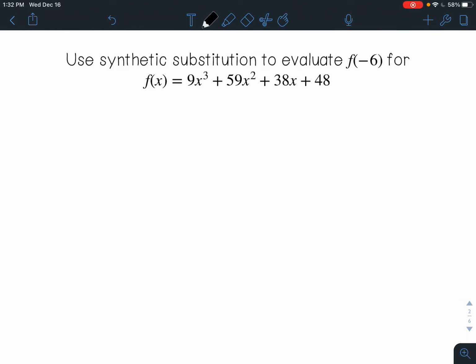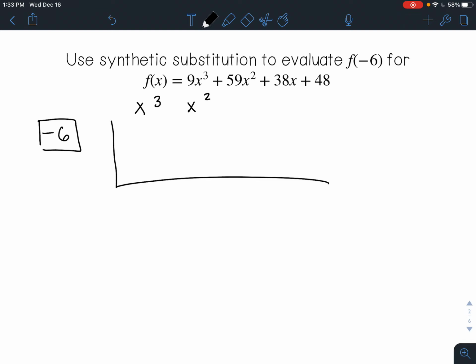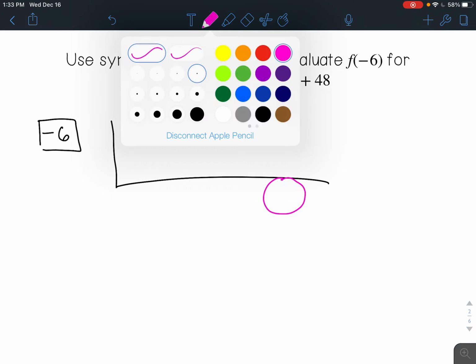Today we're going to explore what's called the factor theorem, and we're going to start by looking at a synthetic substitution example. So we're going to evaluate f of -6 for this function using synthetic substitution. So we know that means we need to put our -6 in the box. Then I'm going to set up my synthetic division table. Our goal with synthetic substitution to evaluate functions is of course to find the remainder number. So our answer is going to be what's over here.